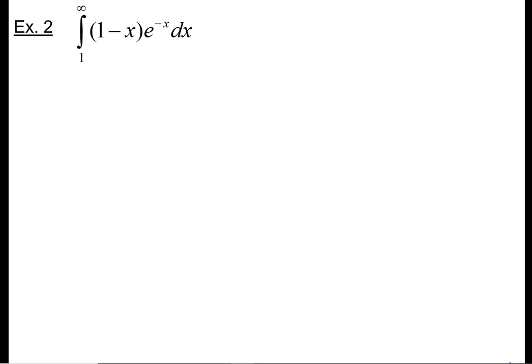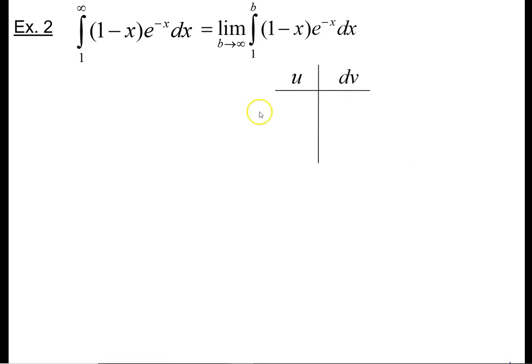How about this function? We have the integral from 1 to infinity of 1 minus x times e to the negative x dx. So we're going to rewrite it as the integral from 1 to b. So I'm going to replace that upper limit with b and take the limit as b goes to infinity. This is going to require integration by parts because we're multiplying 2 functions together. Think about your choice of u and your choice of dv using the LIPET rule. I'm going to put 1 minus x because that's the polynomial function in the u column, and then e to the negative x in the dv column.